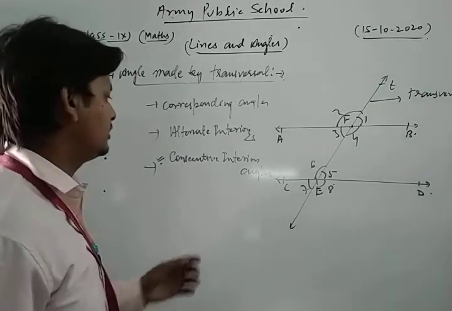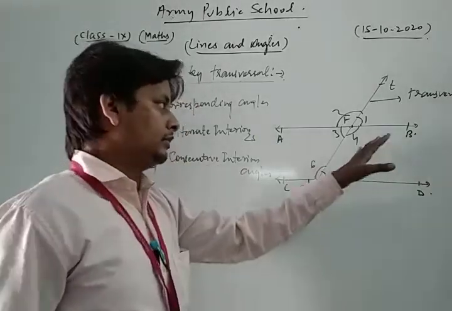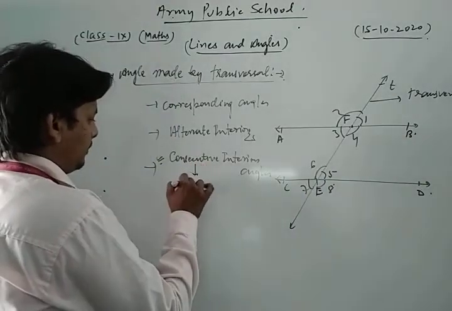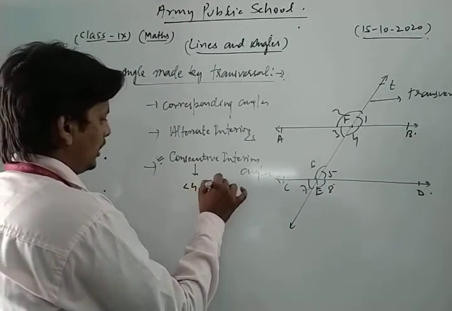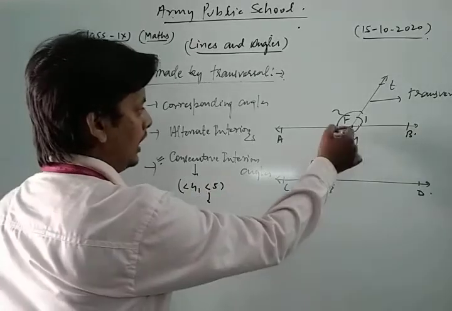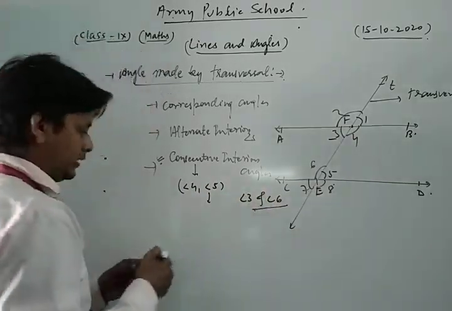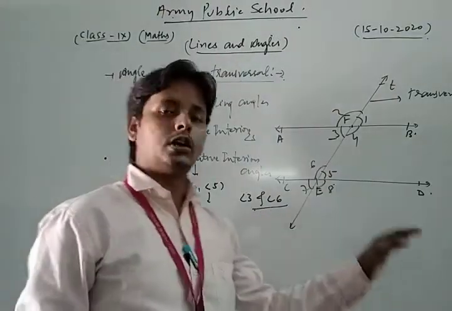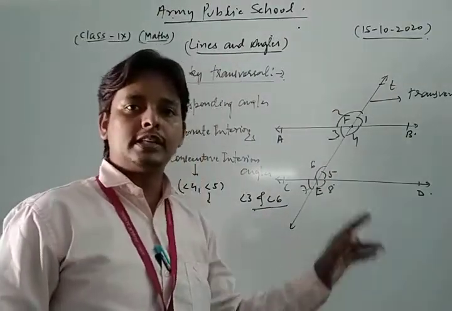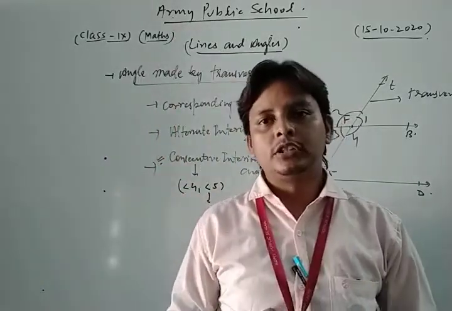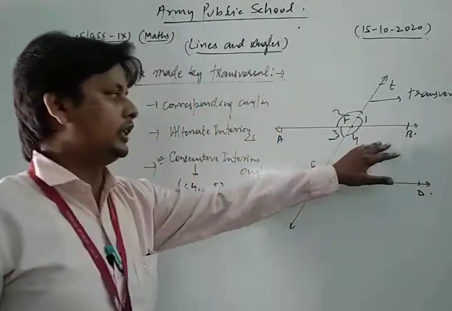Consecutive interior angles. Dear students, here angle 4 and angle 5, the pair of angle 4, angle 5 and angle 3 and angle 6, are the pair of what? Consecutive interior angles.